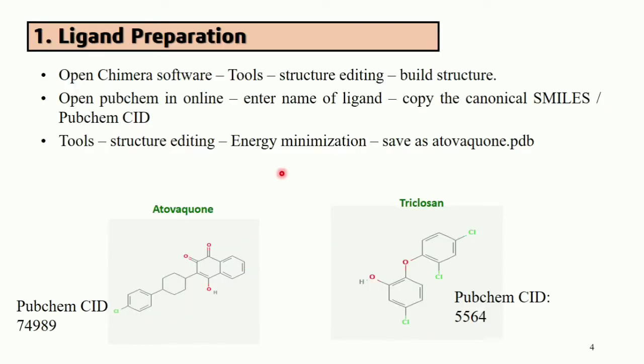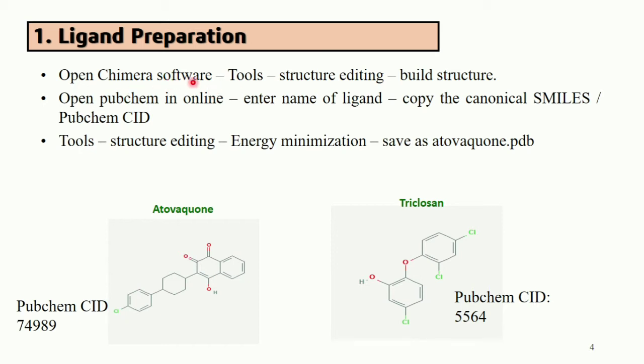So the first step is ligand preparation. Before using AutoDock, first we need to prepare the ligand and protein. Here I am selecting the Chimera software for the ligand preparation.